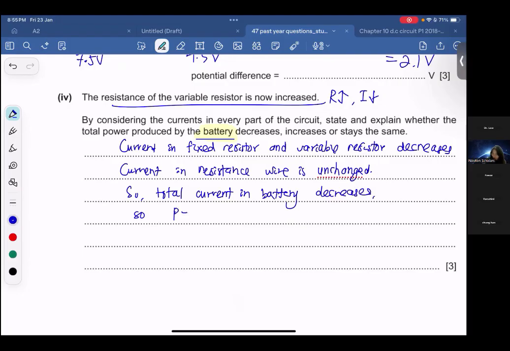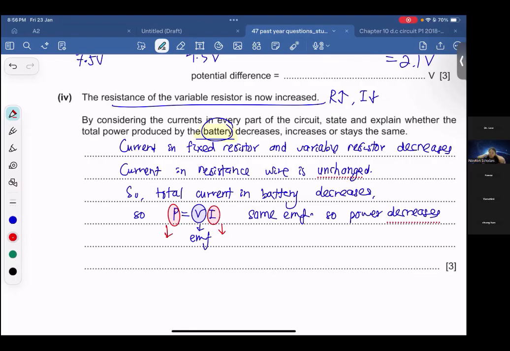Okay, so power equals VI. Don't forget this one is talking about the battery, so this one is actually the EMF. So at here, the same EMF. EMF doesn't change, same EMF. So power decreases. Okay, here dear, current decreases, so your power should decrease.